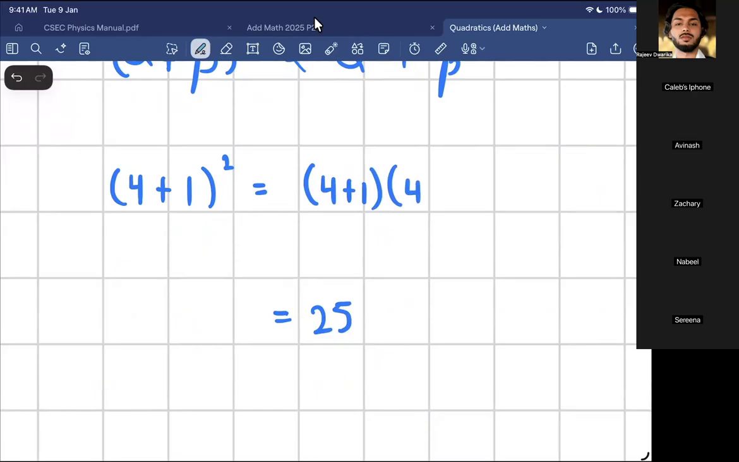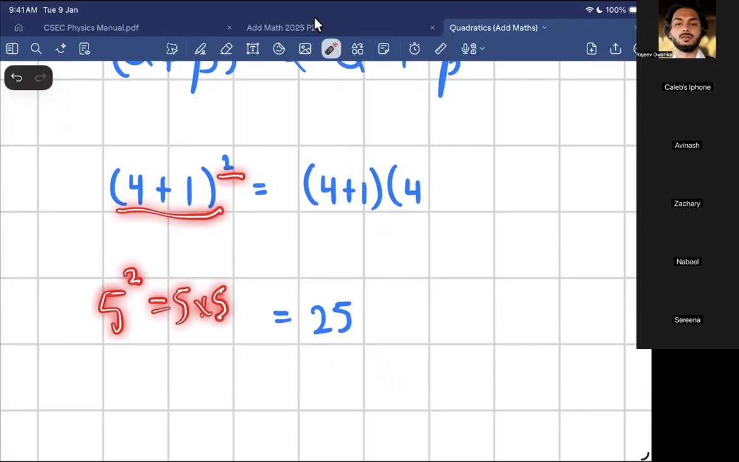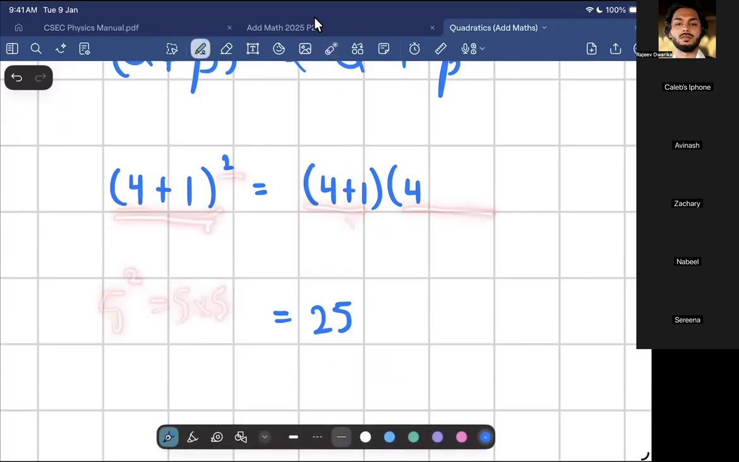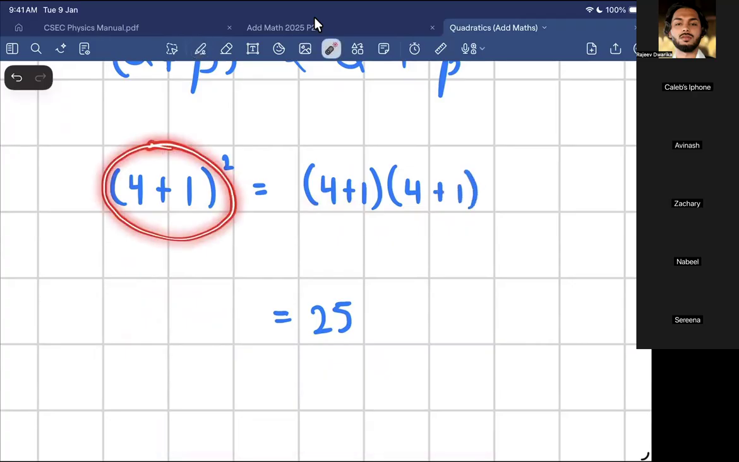If I have 4 plus 1 squared, and I ask you what 5 squared is, wouldn't you tell me 5 by 5? So if I ask you what 4 plus 1 squared is, what are you supposed to tell me? 4 plus 1 by 4 plus 1. Right, because you are just squaring whatever is in the bracket. You have this in the bracket, so you're going to multiply it by itself. So 4 plus 1 by 4 plus 1.